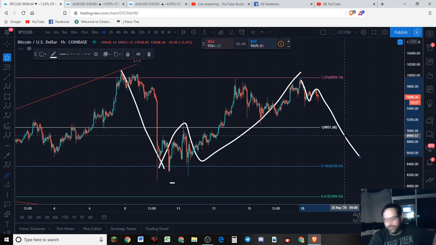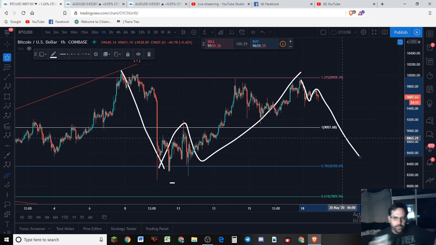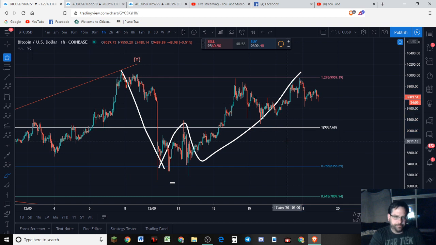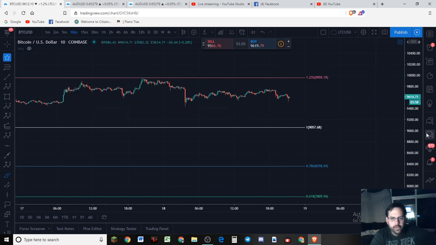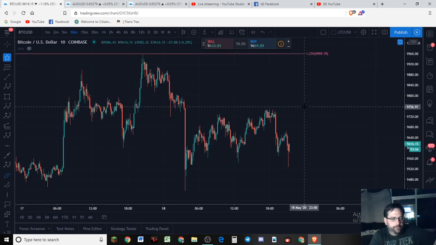Okay, so those are the overarching wave counts that I'm seeing. That's a lot of repetition of what I've said in previous nights. But now let's look at this wave and see what's going on with it. Okay, let's do the micro count here and see what's going on here.